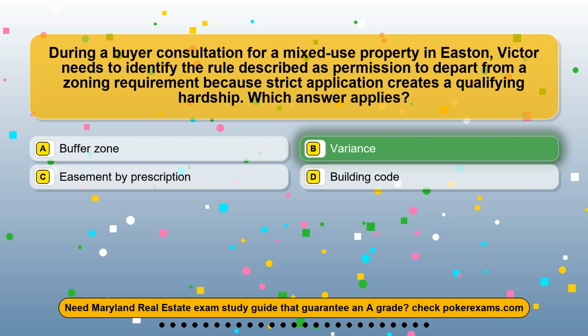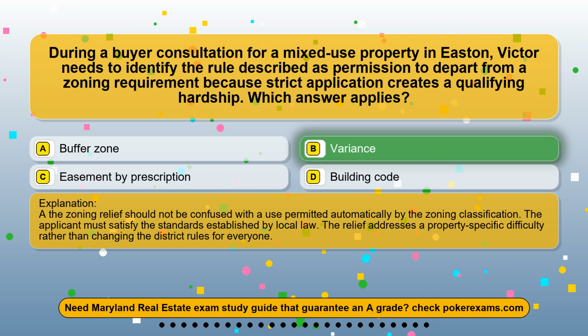The correct answer is option B. Variance. The zoning relief should not be confused with a use permitted automatically by the zoning classification. The applicant must satisfy the standards established by local law. The relief addresses a property-specific difficulty rather than changing the district rules for everyone.